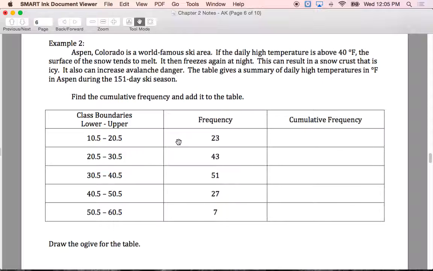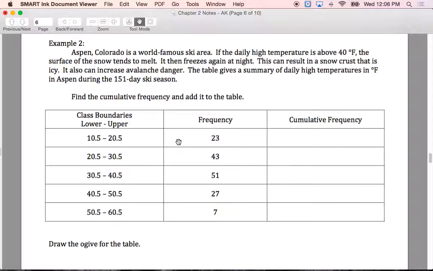So here for our second example, we've got Aspen, Colorado is a world-famous ski area. If the daily high temperature is above 40 degrees Fahrenheit, the surface of the snow tends to melt. It then freezes again at night. This can result in a snow crust that is icy. It can also increase avalanche danger. The table gives a summary of daily high temperatures in degrees Fahrenheit in Aspen during the 151-day ski season. Find the cumulative frequency and add it to the table.